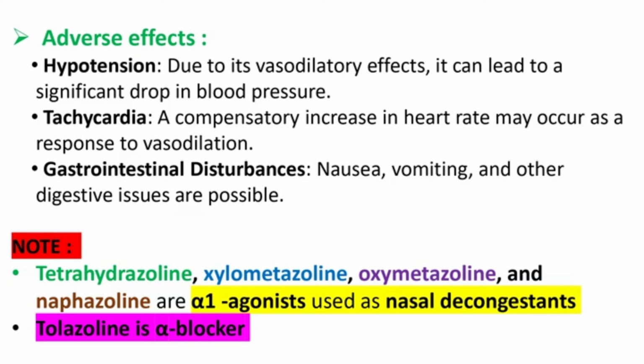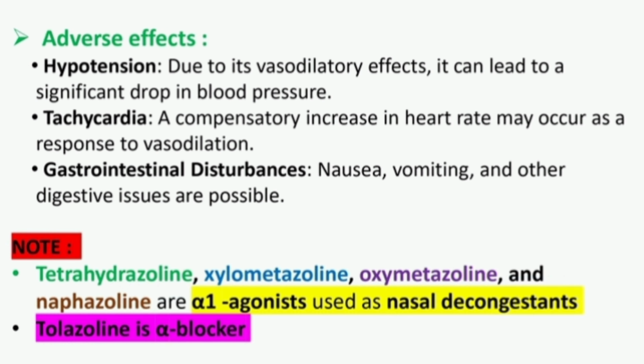Tetrahydrozoline, xylometazoline, oxymetazoline, and naphazoline, these drugs mainly come under alpha-1 agonists, and they are mainly used as nasal decongestants. Everybody knows this one. These drugs are very familiar. And tolazoline is an alpha blocker, so we can expect questions. Mainly these drugs we can expect in the options section. Very confusing options. Because of that I highlighted it. Please be thorough with this point.